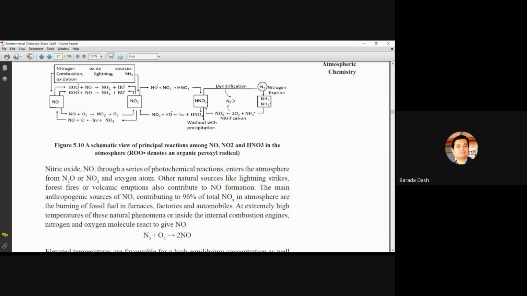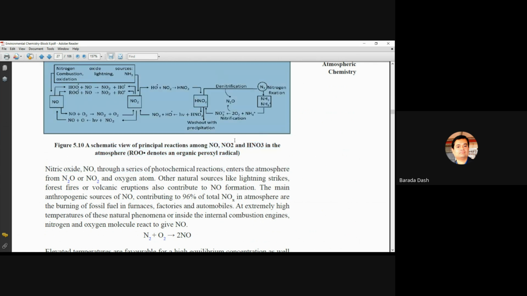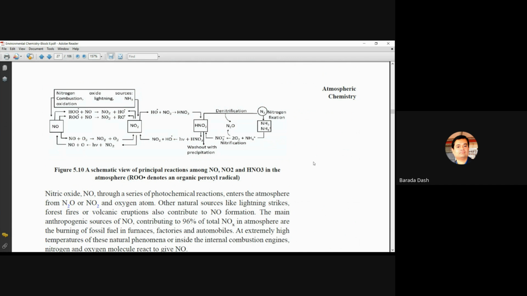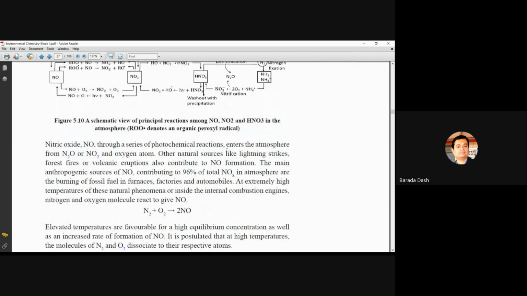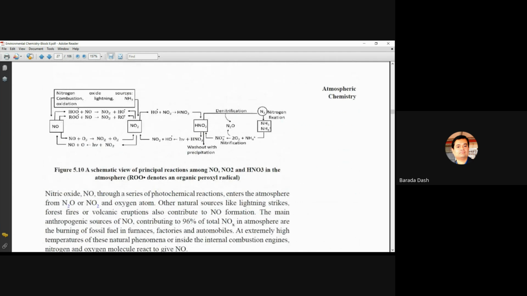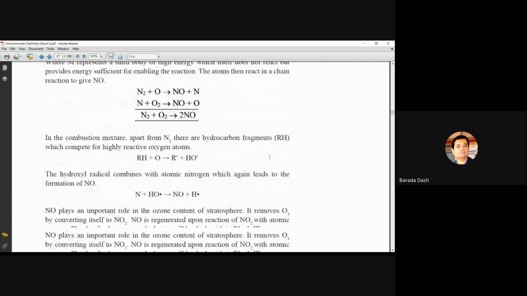This is a schematic view of the principal reactions of nitrogen monoxide, nitrogen dioxide, and HNO3 in the atmosphere. It shows how nitrogen reacts, how different oxides are formed from it, where they go, and how they react with other species to produce other reactions. It is described here in a cyclic manner.